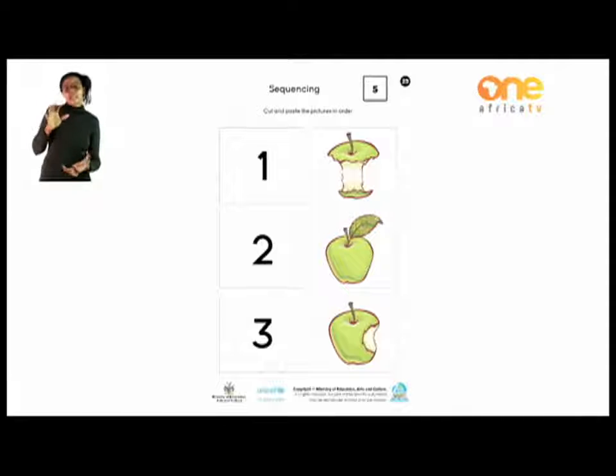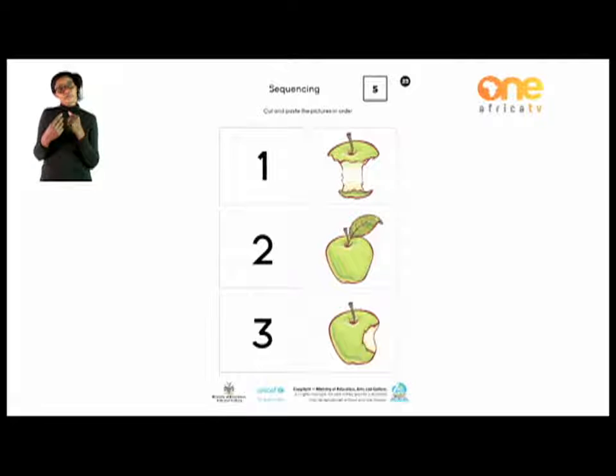Cut and paste the pictures in order. So what must you do? We must cut the apples. The apples are in boxes or in blocks. We must cut out the apples and then we must paste the apples at the back of the numbers. The numbers are 1, 2, and 3.